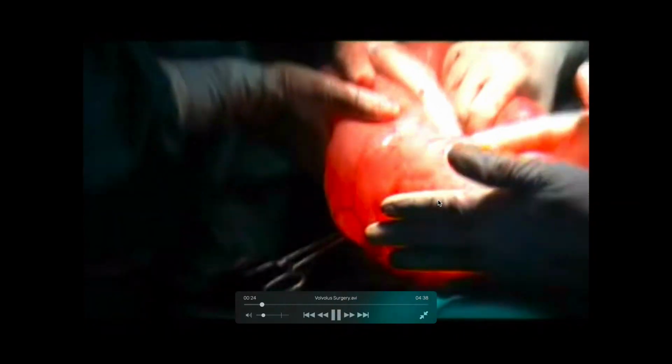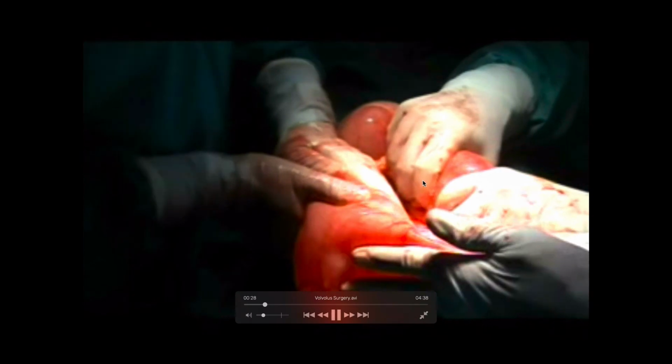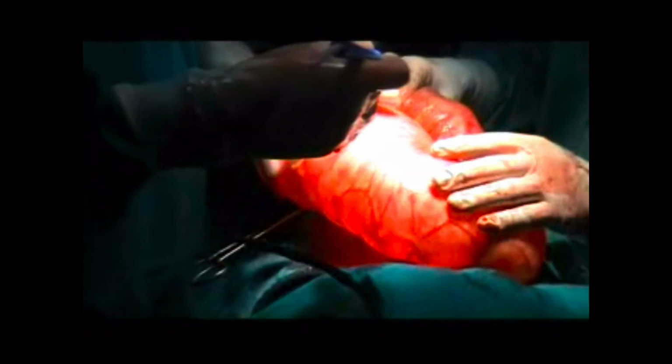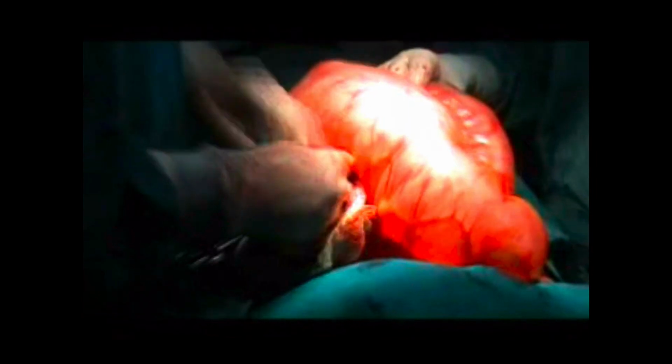You can see the blood vessels on the large intestine, as well as the blood vessels in the mesentery. Now what we are doing is, the intestine got twisted and there is more air accumulation. So we have to make a hole and remove the air first.